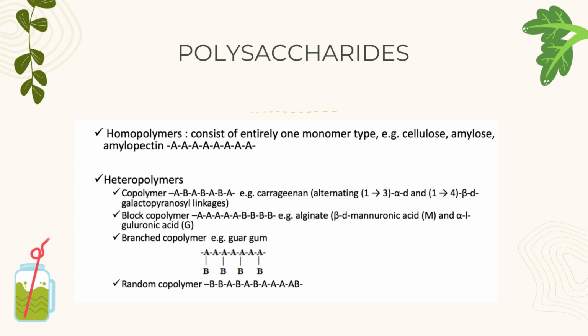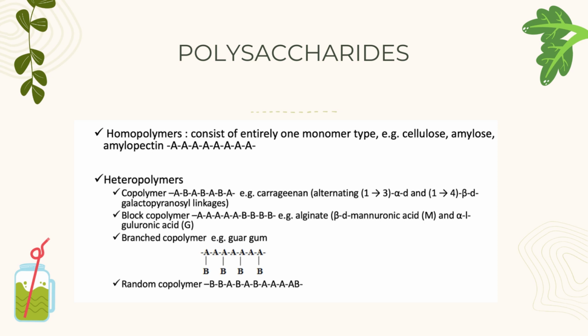Meanwhile, heteropolymers have more than one kind of monomer in the polysaccharide. For example, carrageenan, which is a copolymer that alternates between alpha-1,3 and beta-1,4 beta-D-galactopyranosyl linkage. Then block polymers such as alginate, where one whole block of beta-D-mannuronic acid is followed by a whole block of alpha-L-guluronic acid.